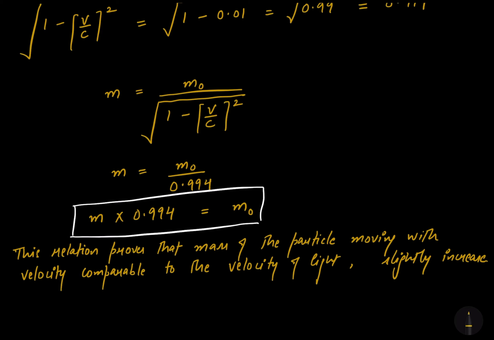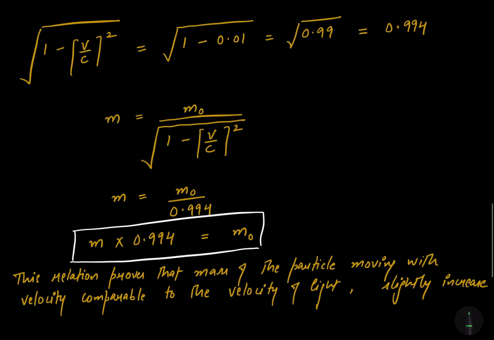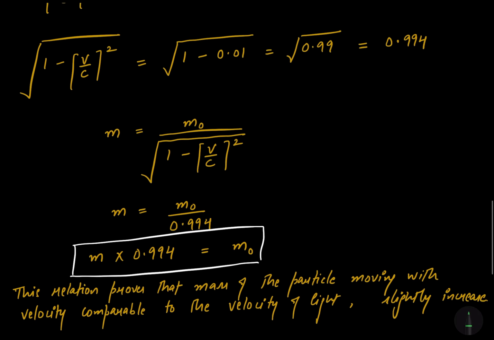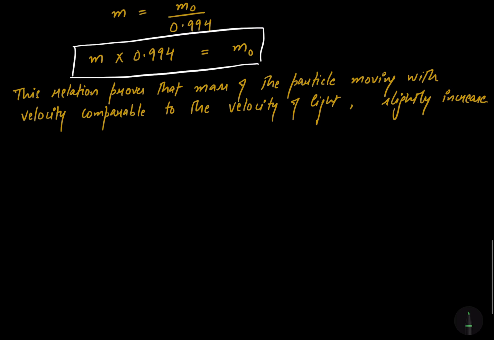So now let's talk about case number 3. In case number 2, I have proved that the mass of the particle slightly increases when the velocity of that particle approaches the speed of light. Now let's talk about case number 3, when the velocity of the particle is equal to the velocity of light.